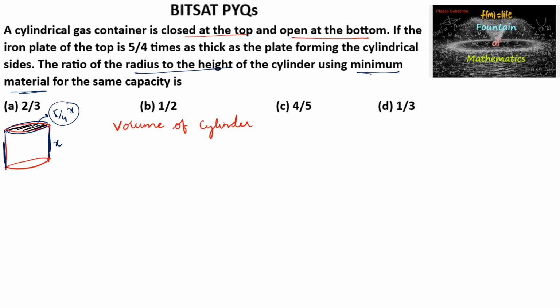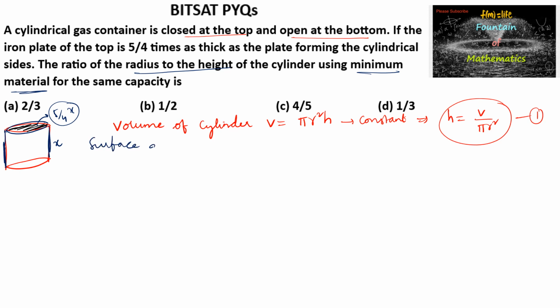V is equal to pi r square h, which is constant. So which implies that h is equal to V upon pi r square, and surface area is equal to 2 pi r h plus pi r square, because it's open at only one end, open at bottom and closed at the top. So we can use only 1 pi r square.